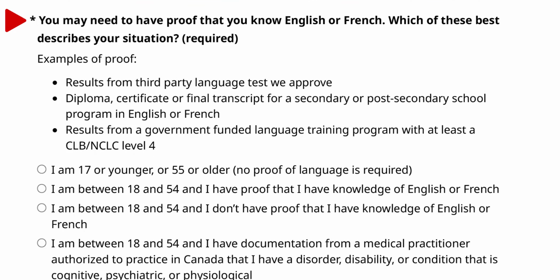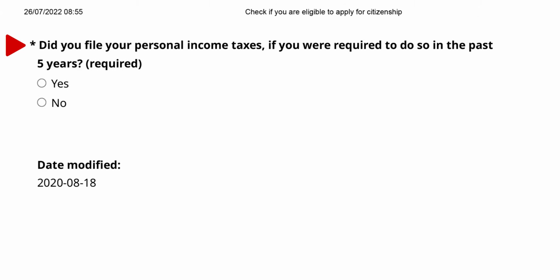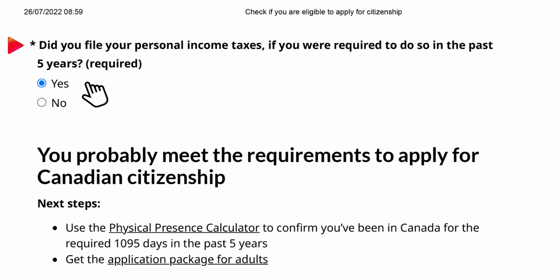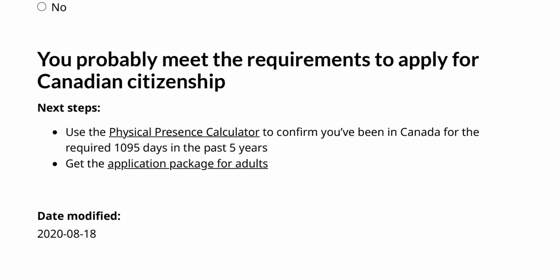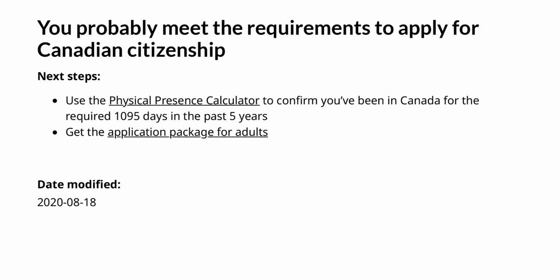Can you provide proof that you know English or French? Yes or no? You must tick yes if applicable. Did you file your personal income taxes if you were required to do so in the past 5 years? Yes or no? You must tick yes if applicable. If your answers match the above-mentioned yes or no responses, you are likely to meet the requirements to apply for Canadian citizenship.